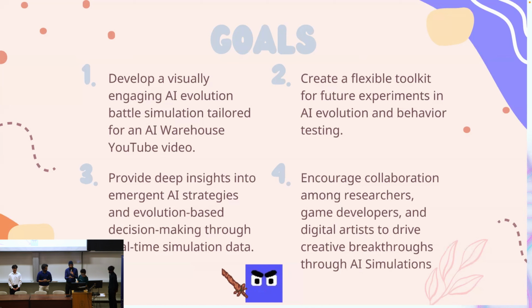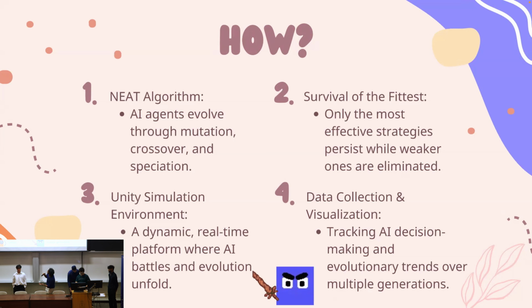I think we covered this through all the speaking, but essentially, the reason we pick the NEAT algorithm is because it tries to emulate how real-life evolution works. For the Unity simulation environment, the reason we picked Unity is because AI Warehouse primarily works with Unity, so we decided to keep it simpler for them. Survival of the fittest is essentially how evolution works. The best of the best survive, the rest get discarded.